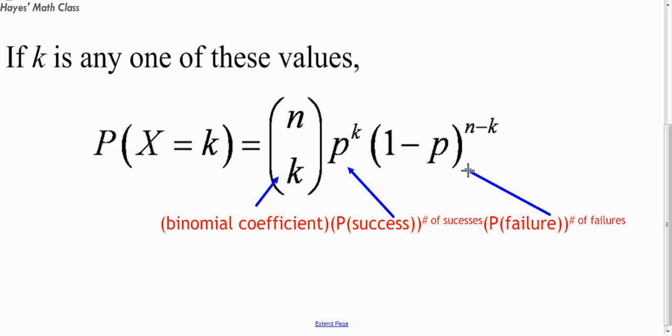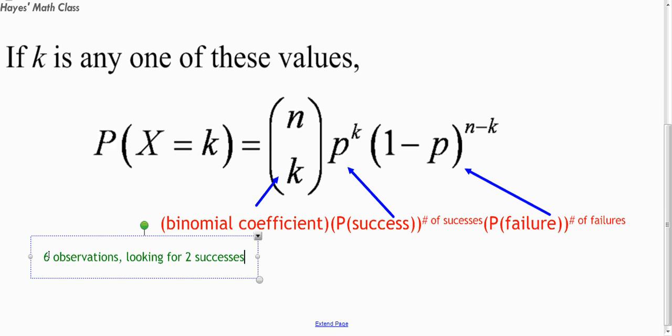So what we did yesterday, remember, is we went through and asked, what is the probability of, going back to yesterday's example, let's say we have 6 observations, looking for 2 successes. So that means the probability of success, I'm sorry, is going to equal 0.2.